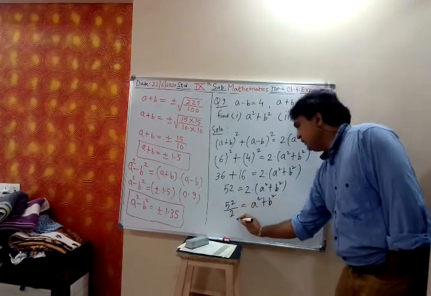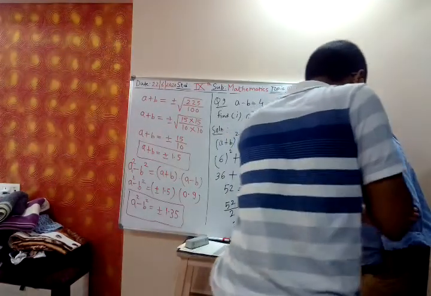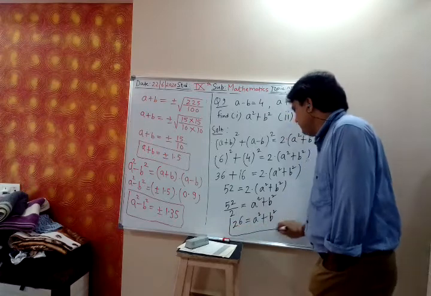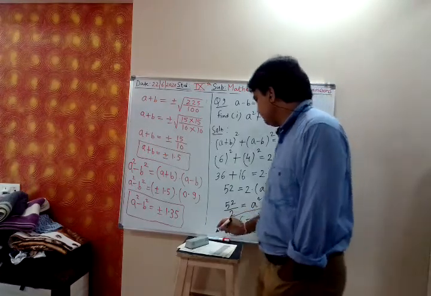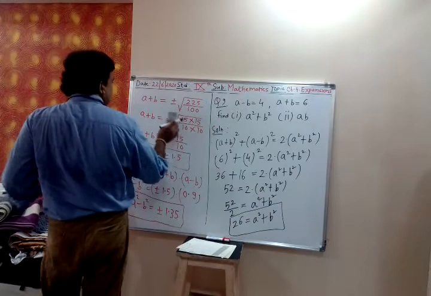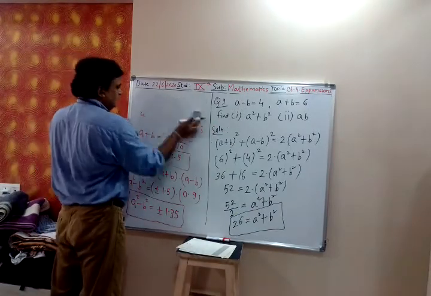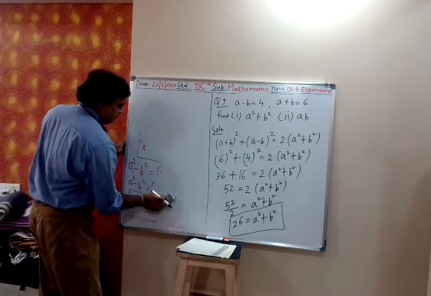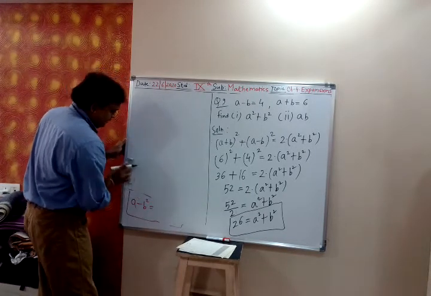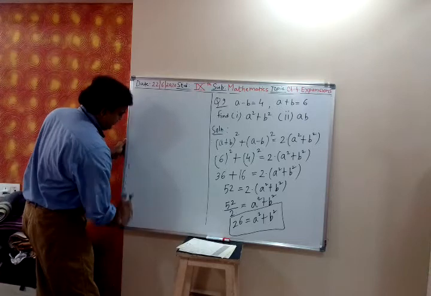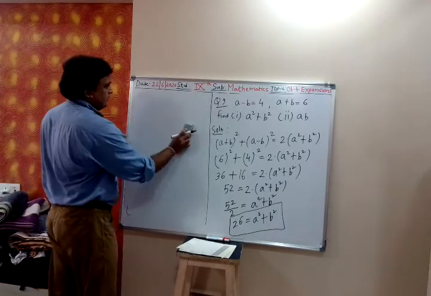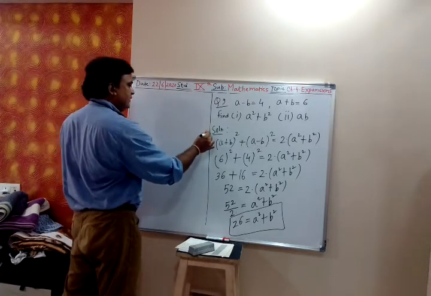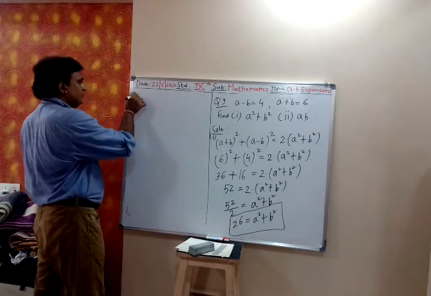52 divided by 2 is 26. So 26 is a square plus b square. So the answer of a square plus b square is 26. So now, this is the first part. Now second part, to find ab.